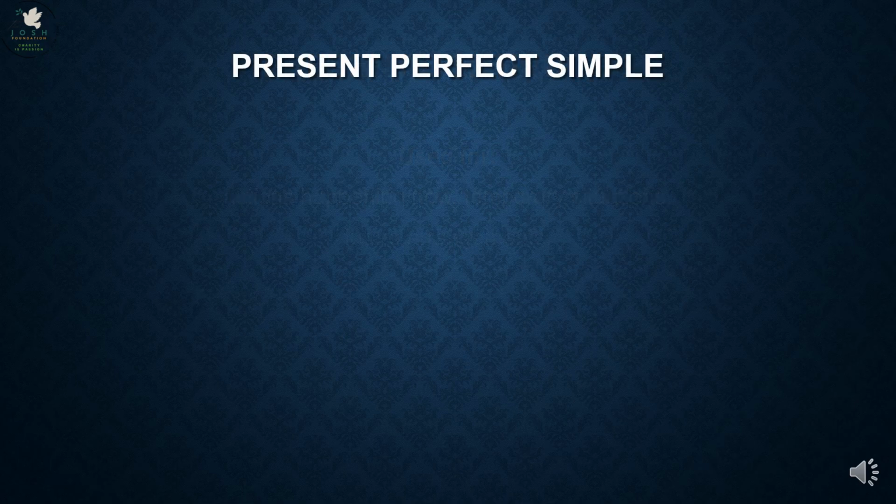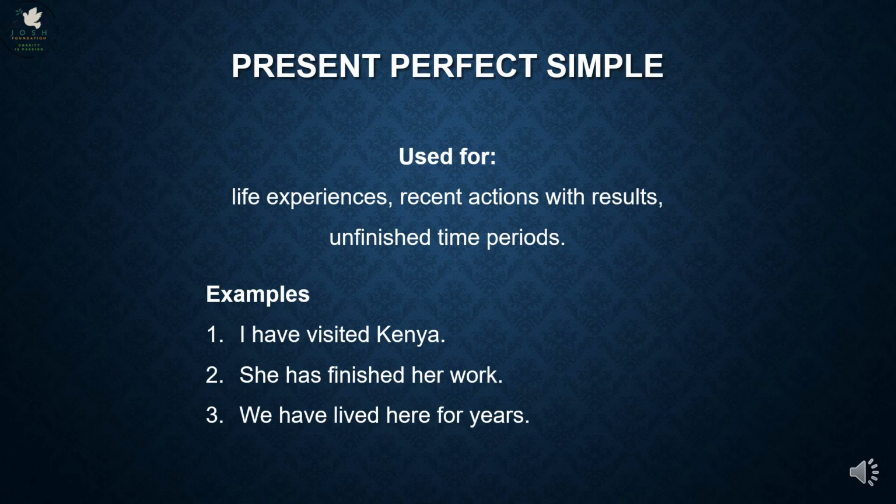Let's see the present perfect simple. When I say the present perfect simple, we use present perfect simple for life experience. What experience do you have in life? What is the life experience that you have? The recent action with the results now. The action is very recent. It happened in the past, but we have the results at this time. And again, it is unfinished time period. The time is not finished.